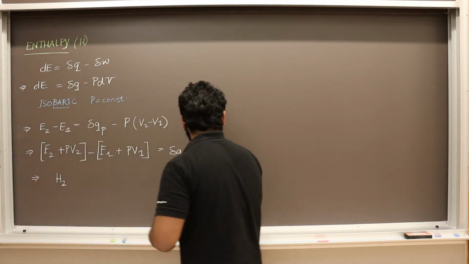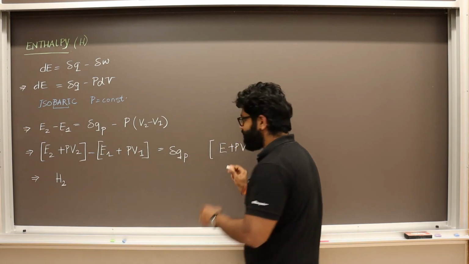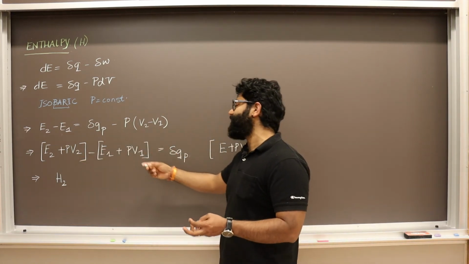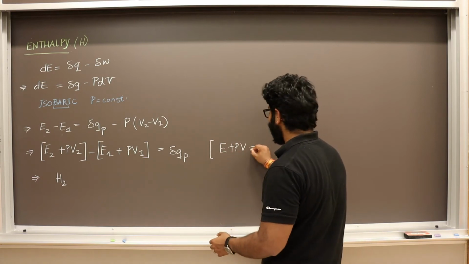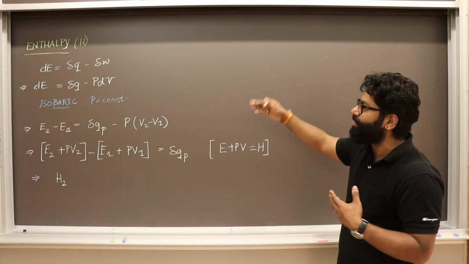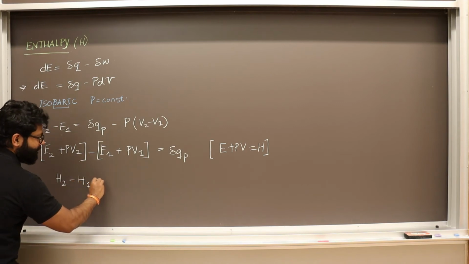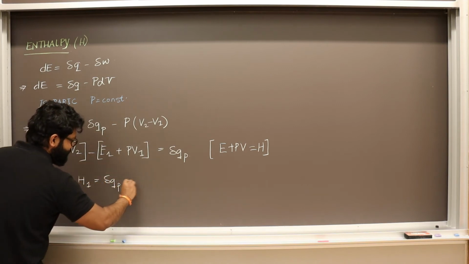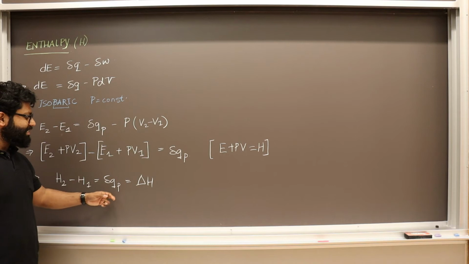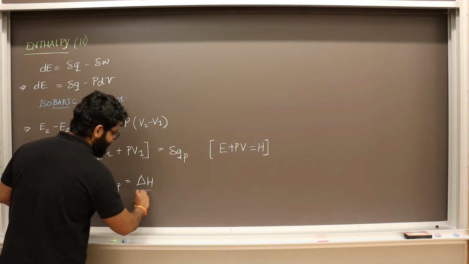So we defined E plus PV, which was getting conserved, like E2 plus PV2 and E1 plus PV1. For simplicity's sake we define this E plus PV quantity as another variable called H, and we call that quantity enthalpy. So we can write H2 minus H1 is equal to delta QP, which is basically the change in enthalpy. So the amount of heat exchanged during an isobaric process is essentially the change in enthalpy.